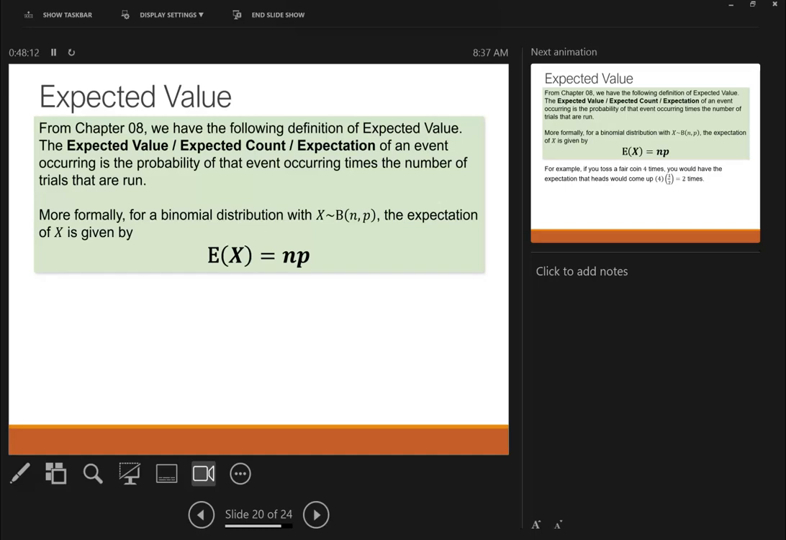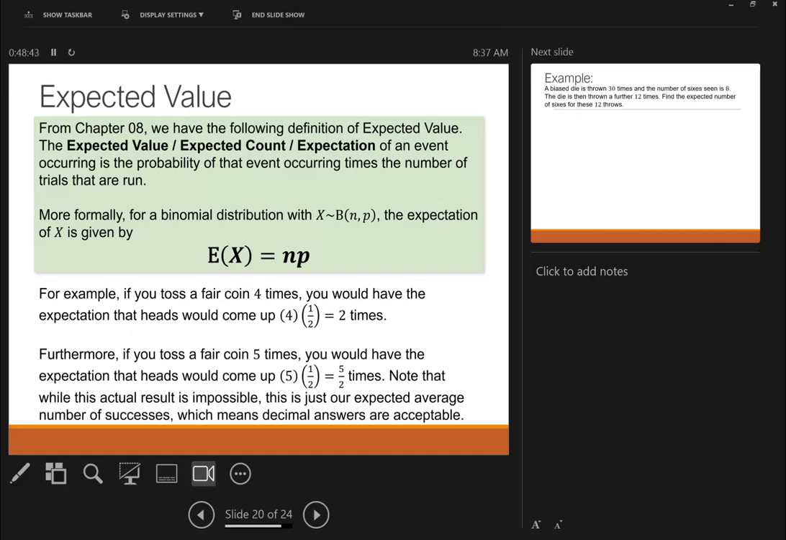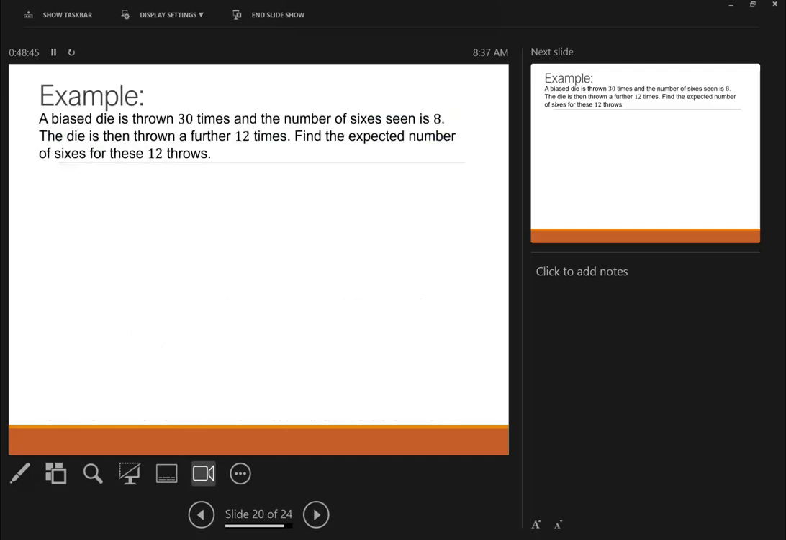Which shouldn't be a surprise, right? If I ask you, if I flip a fair coin 4 times, how many times should heads come up? 2, right? You did 4, the number of trials, times a half, the probability of success, to get 2. It's exactly all we're doing here. That's nice, right? Nice and easy. Again, that's one that I think is going to be on the formula sheet.